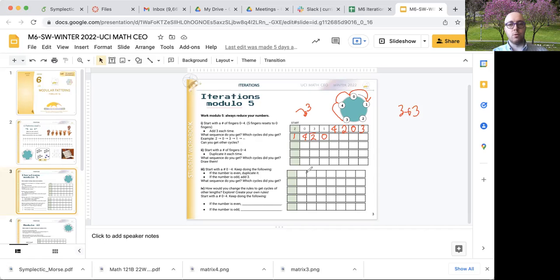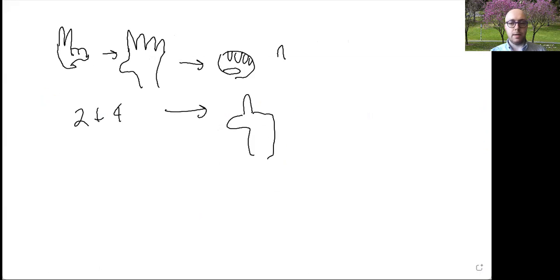You can do that with 3, and you can also do that with 4. If you do 4, the pattern looks something like this, because adding 4 is the same thing as 5 minus 1, so it's subtracting 1. And then you can do all sorts of other patterns as well.